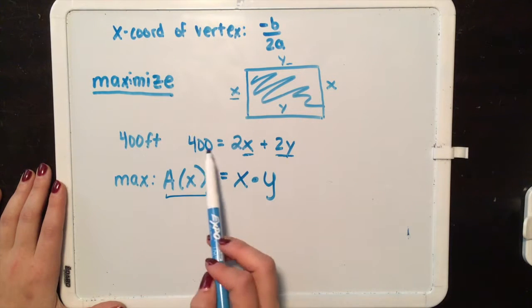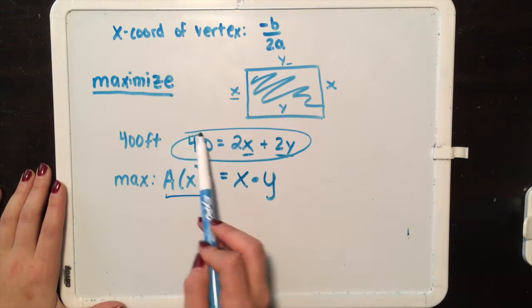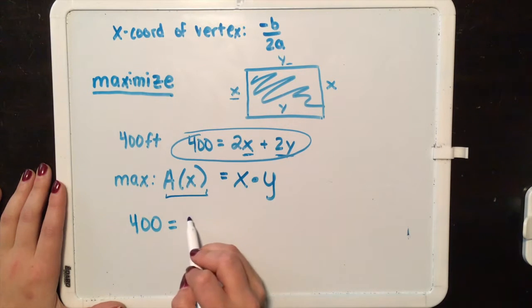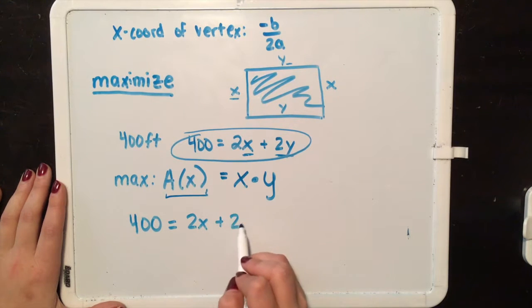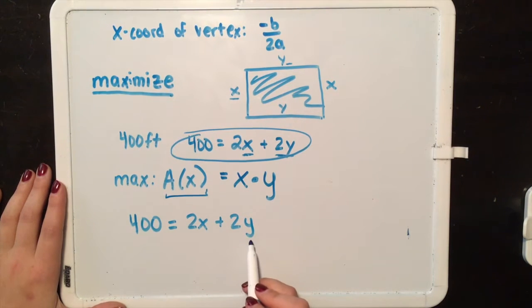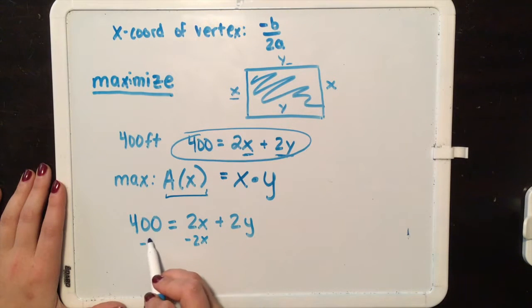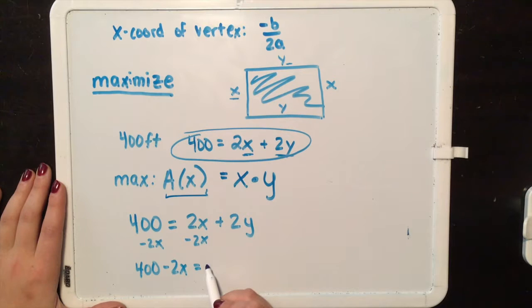And we can do that using the perimeter equation. 400 equals 2x plus 2y. And we want to isolate the y to put it in terms of x. How do we get y by itself? First, we can subtract 2x from both sides, and we get 400 minus 2x equals 2y. And then we can divide both sides by 2.